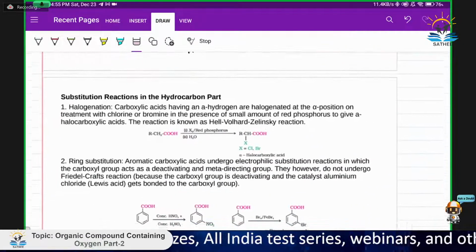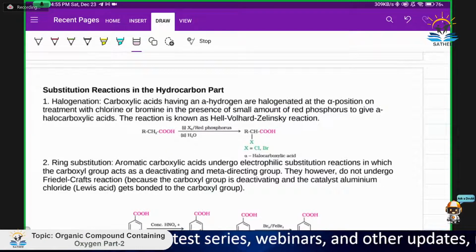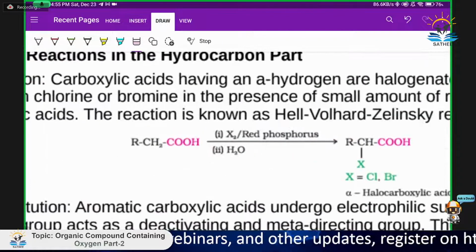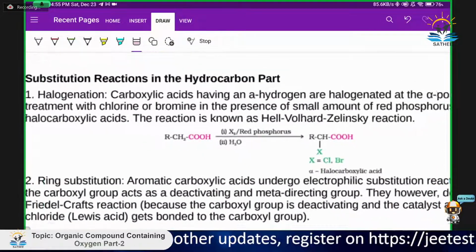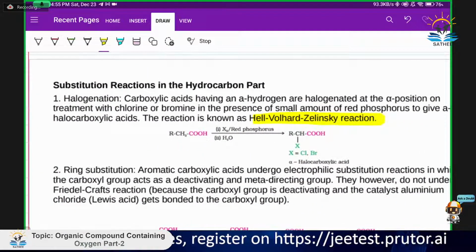Now substitution reactions of the hydrocarbon part. First, the halogenation reaction. Carboxylic acids having an alpha hydrogen are halogenated at the alpha position. So the alpha hydrogen of the carboxylic acid is replaced with a halogen atom. This reaction is known as the Hell-Volhard-Zelinsky reaction.